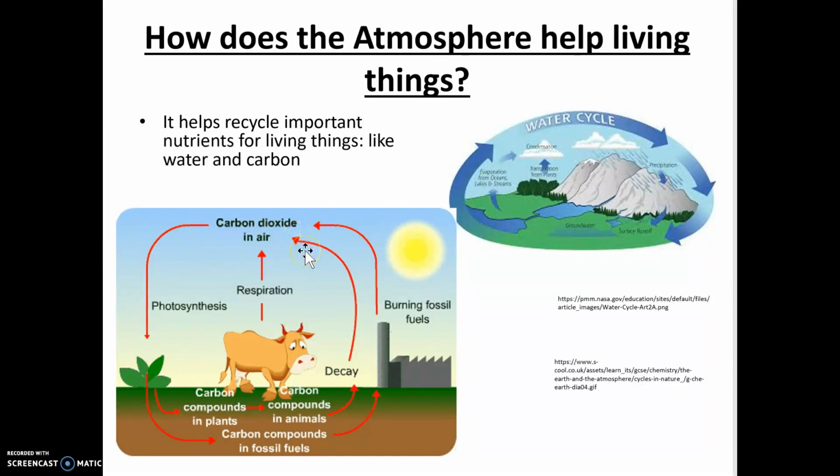All living things need carbon to live, and the way that it gets recycled is that in plants, carbon dioxide gets fixed through photosynthesis. Living things will eat the plants that have carbon in them, and the cells will use it. We also breathe out carbon dioxide through respiration.